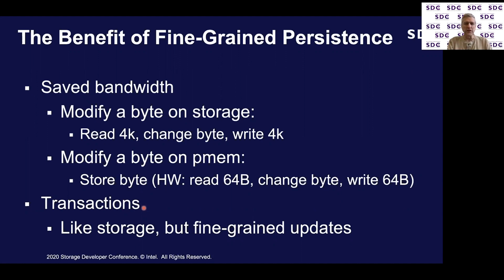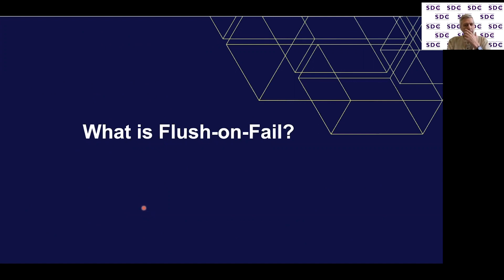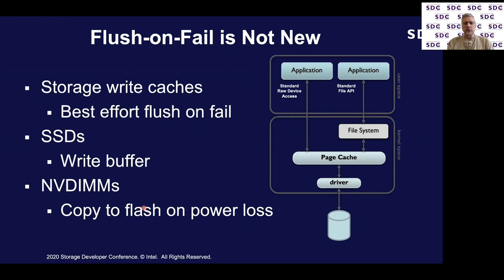So it's pretty neat. So now, what is this idea of the persistent CPU caches? Another term for this is flush on fail. So what is that? Well, flush on fail is not a new idea. For example, lots of types of storage have write caches. They're more performant, and the idea is that when the system is coming down, they get flushed out. And so even if you lose power, the best effort is made to flush those things on fail.